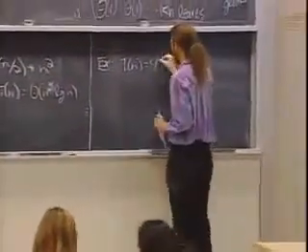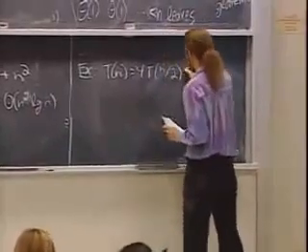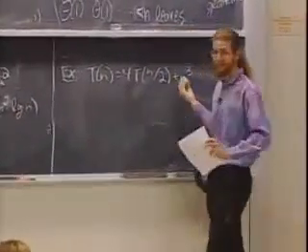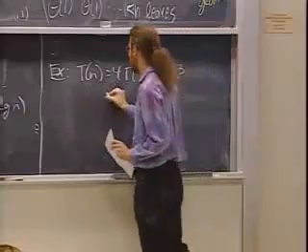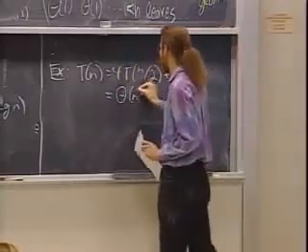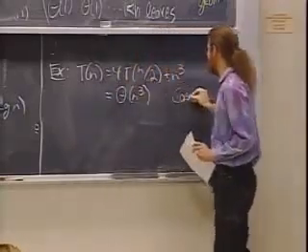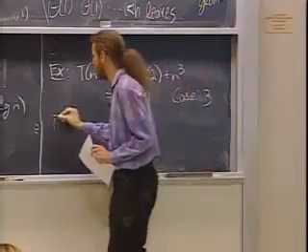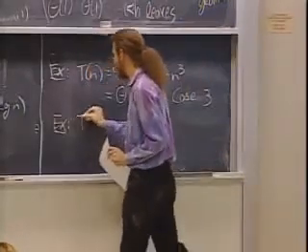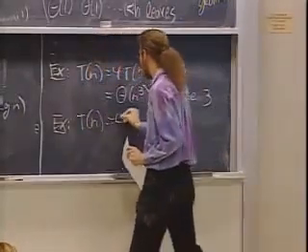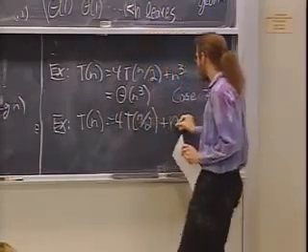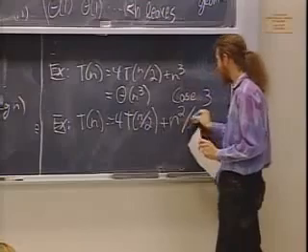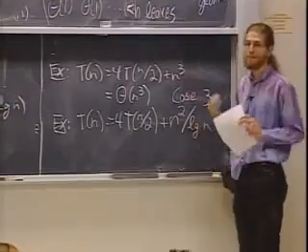T of n is 4 times T of n over 2 plus n cubed. What's the answer? n cubed. This is case 3. Okay, I know this is pretty boring. At this point, we're just applying this theorem. How about n squared divided by log n? What's the answer?